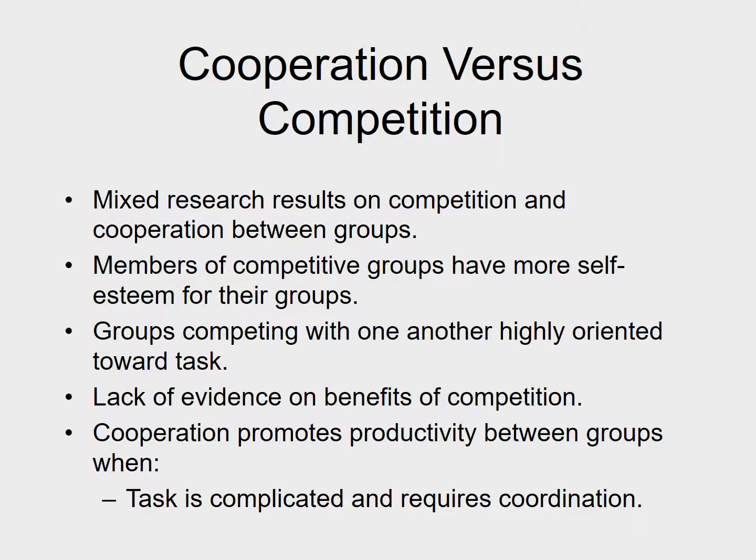generally speaking, when we look at lab situations where we bring in groups in an artificial setting and either foster competition or foster cooperation, we generally don't find evidence of one or the other giving us immediate results. Also, when we look at teams or organizations in the real world that have focused more on competition versus cooperation, we don't necessarily find a gold standard that one group is actually doing better than another. We do know that cooperation promotes productivity between groups, however, when the task is complicated and requires coordination, especially between multiple teams. So again, the more complex the task and the more it is interdependent with other teams, the more likely cooperation is going to result in better performance.